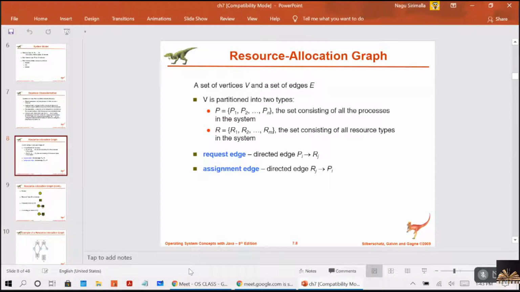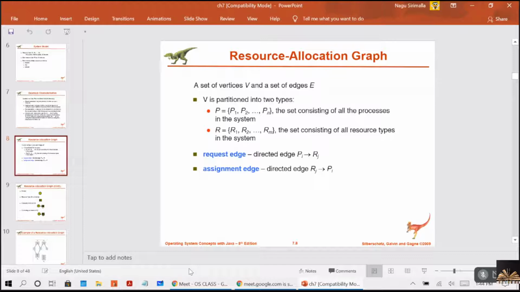Now, if you represent the resource allocation graph with G, G consists of the set V comma E. V is the vertices, E is the edges, right? And it is a directed graph. Here the vertices V are partitioned into two types of nodes, processes and resources. P is the processes set, R is the resources set, right? We can call P vertex, R vertex.